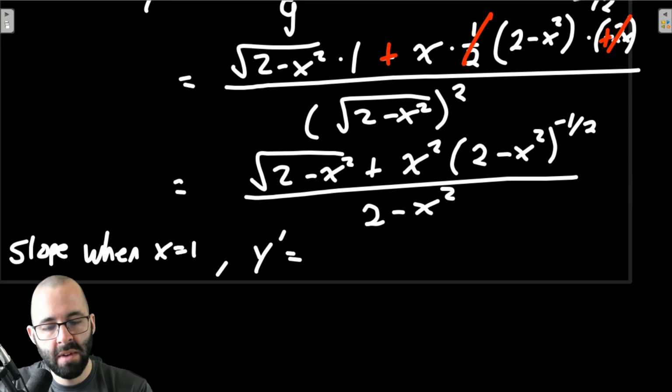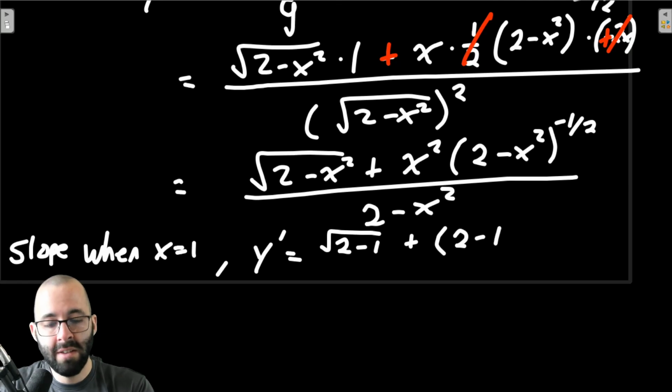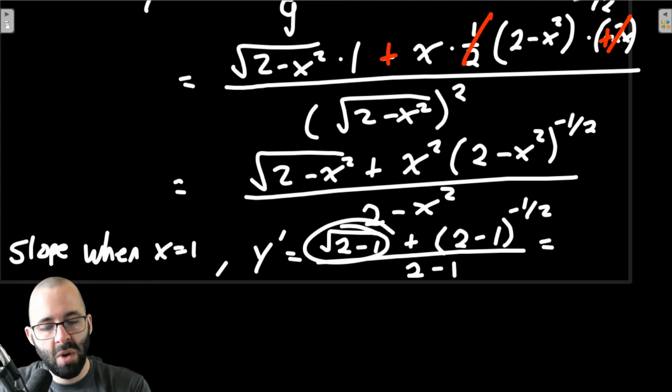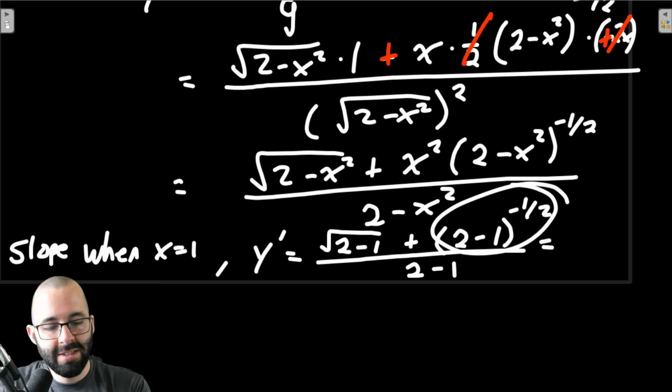We're going to get Y prime equal to the square root of 2 minus 1 squared, which is 1, plus 1 squared, which is still 1, times 2 minus 1 squared, still 1, to the negative 1/2, all divided by 2 minus 1 squared, which is 1. So take a couple steps and simplify this, but you actually get some really nice things. This is 1. This is 1. This is also 1. So we have 1 plus 1 over 1. That should be 2.